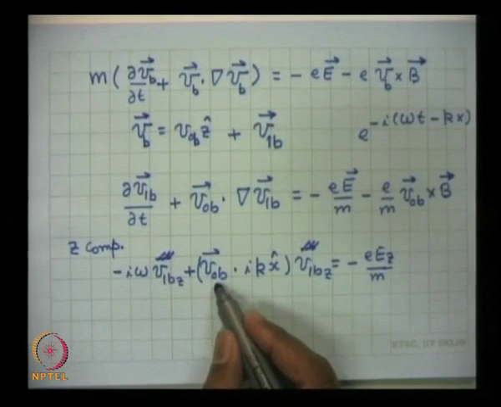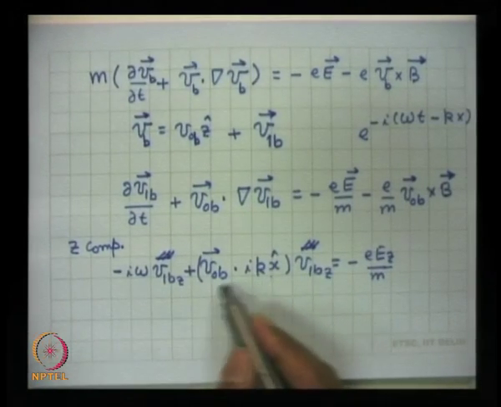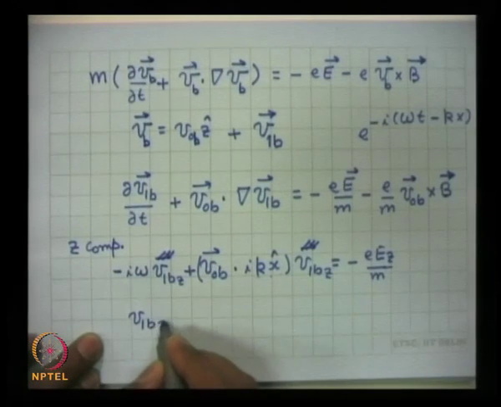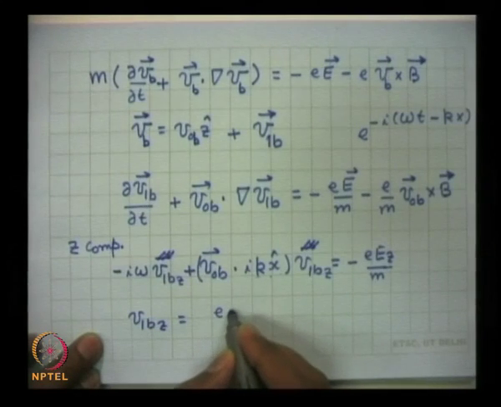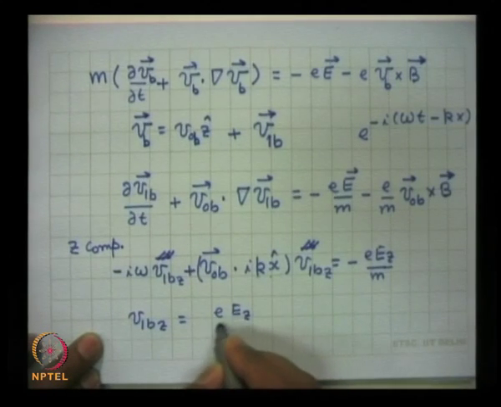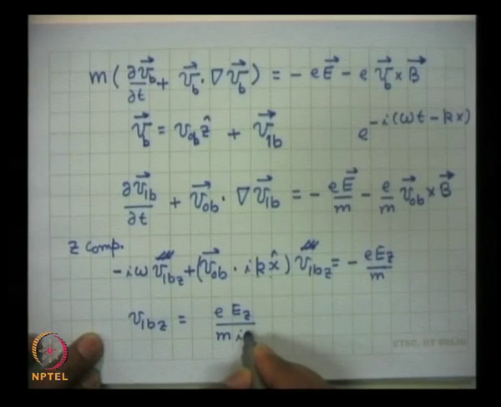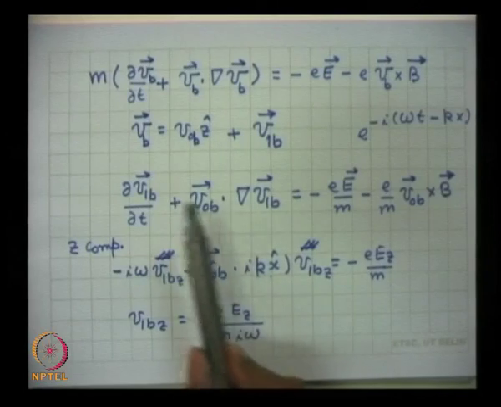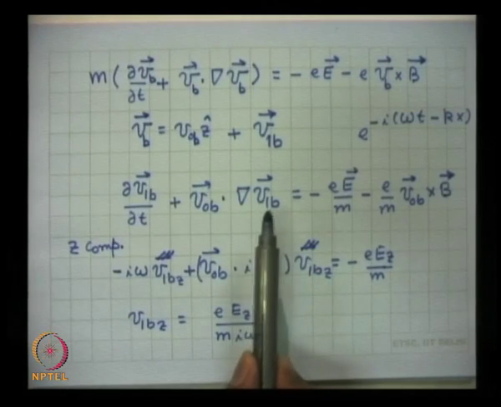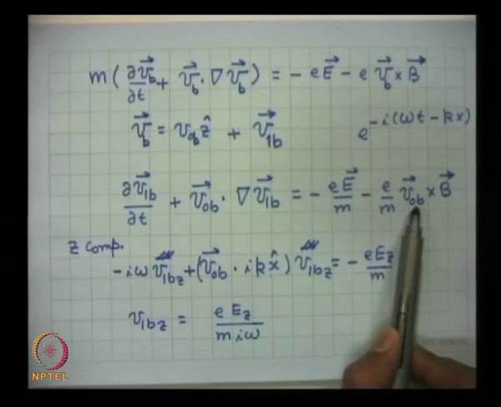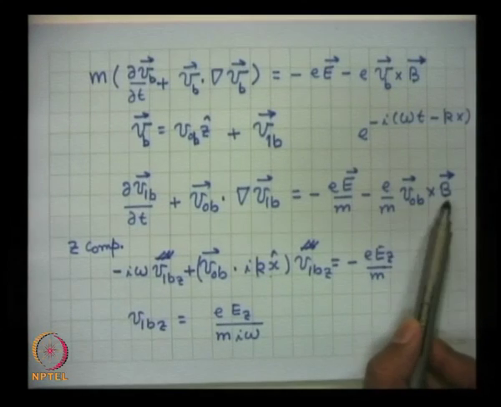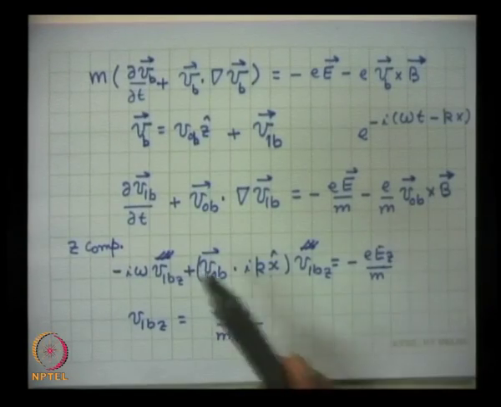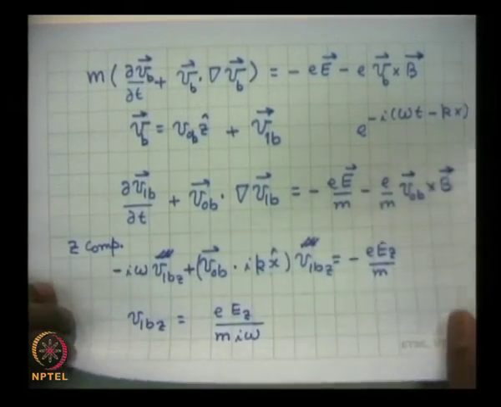V0b is in the z direction, x cap is in the x direction, so this also becomes 0. So, what you get is V1b z is equal to E Ez upon m iω. I would also like to write down the x component of this equation. The reason is V0b is in the z direction, B is in the y direction, so this has an x component. So, V1b is expected to have an x component. So, let me write down the x component of this equation.